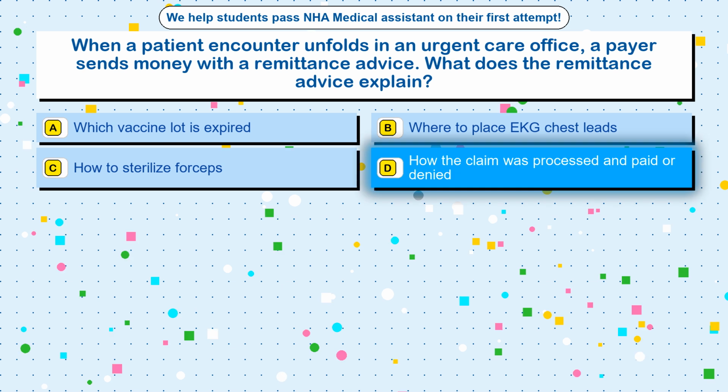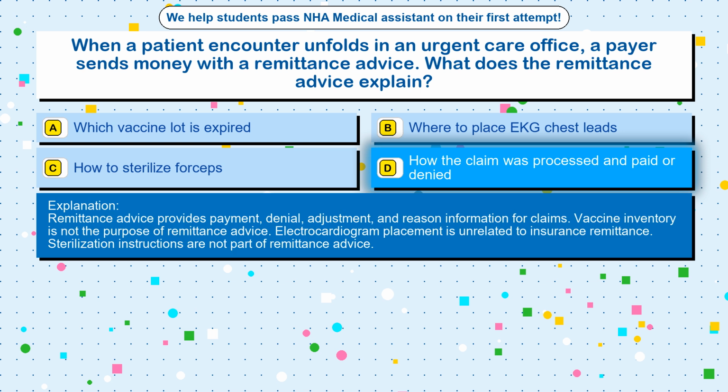The correct answer is option D. How the claim was processed and paid or denied. Remittance advice provides payment, denial, adjustment, and reason information for claims. Vaccine inventory is not the purpose of remittance advice. Electrocardiogram placement is unrelated to insurance remittance. Sterilization instructions are not part of remittance advice.